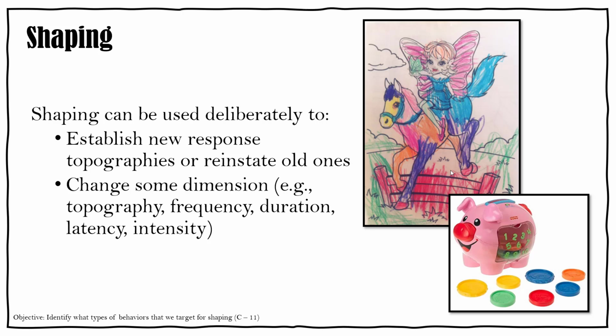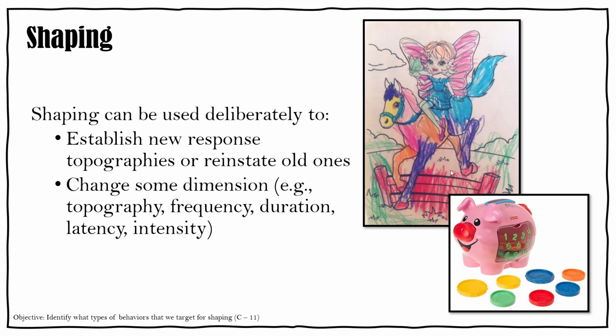So for example, kids in the school district or kids in the educational setting need to sit at their desk for 40 minutes at a time. And so if you have a kid that's only sitting there for 5 minutes and starts to get up, you can actually shape up duration. And your target behavior might be 40 minutes. You might start off with 4 minutes, reinforce it, and then start increasing that duration so that you shape up those 40 minutes.